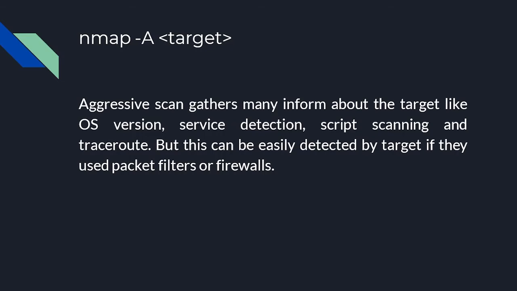The next type of scan is nmap -A target. The -A stands for the aggressive scan. In this aggressive scan, the tool tries to gather as much information about the target as possible, for example the OS version, service detection, script scanning and the traceroute of the target. But the downside is this can be easily detected by the packet filters or the firewalls.